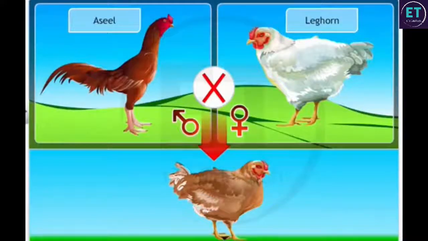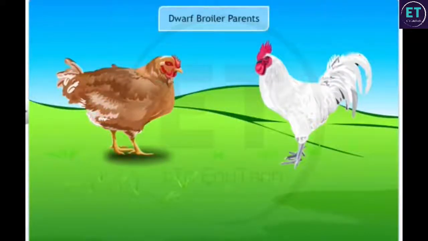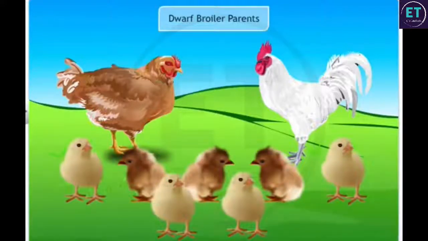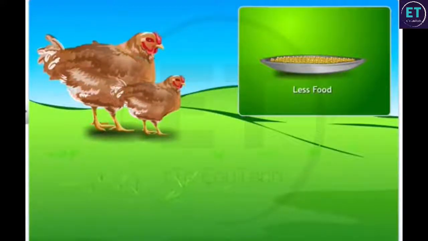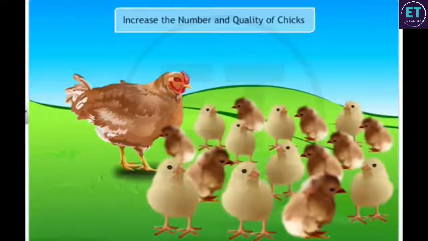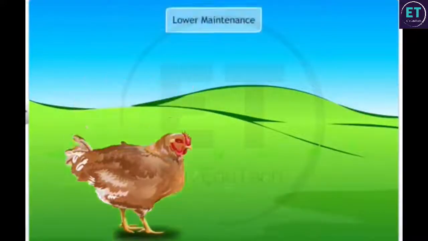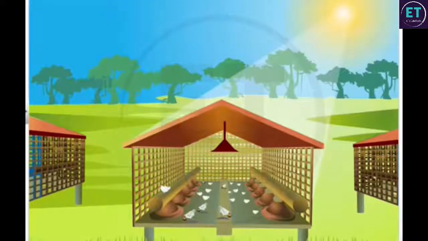To give you an idea, crossbreeding is done to develop dwarf broiler parents for commercial chick production, which ensures that the birds are ready to be used as meat within a very short period of time. Reduce the size of the fowls which are egg-laying. Smaller birds consume less food and yield the same number of eggs as larger birds. Increase the number and quality of chicks. Lower maintenance requirements and enable the poultry to tolerate high temperatures during summer.